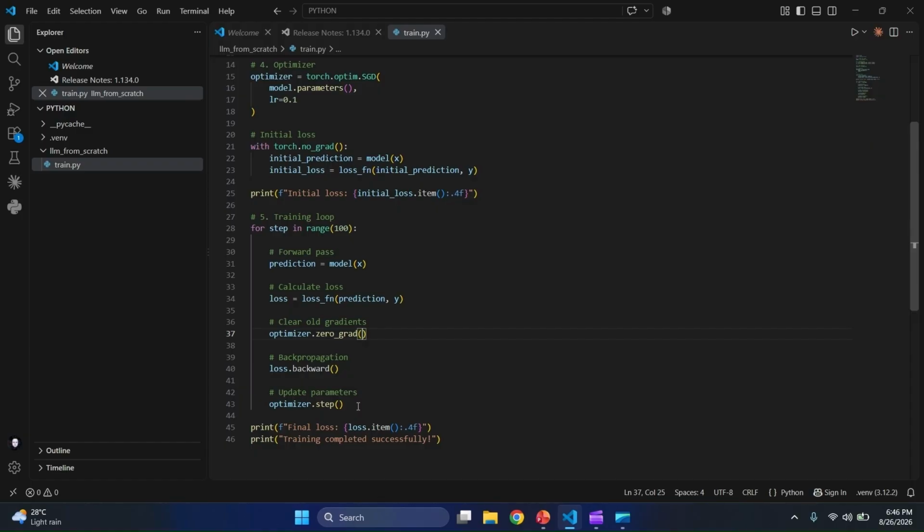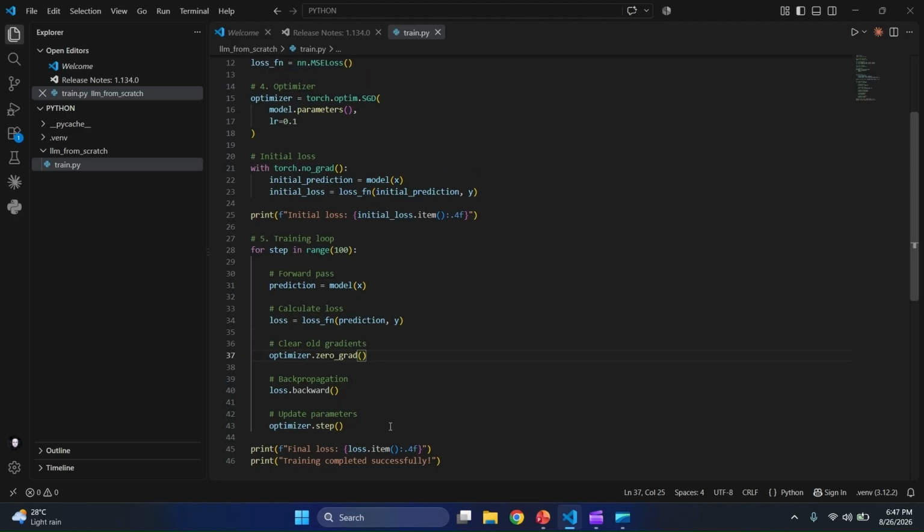And we need to actually use them, so optimizer.step updates the model parameters using these gradients. The weights and bias get slightly changed, hopefully in a direction that reduces the loss. Now we go back to the beginning and do it all again and again, like 100 times.